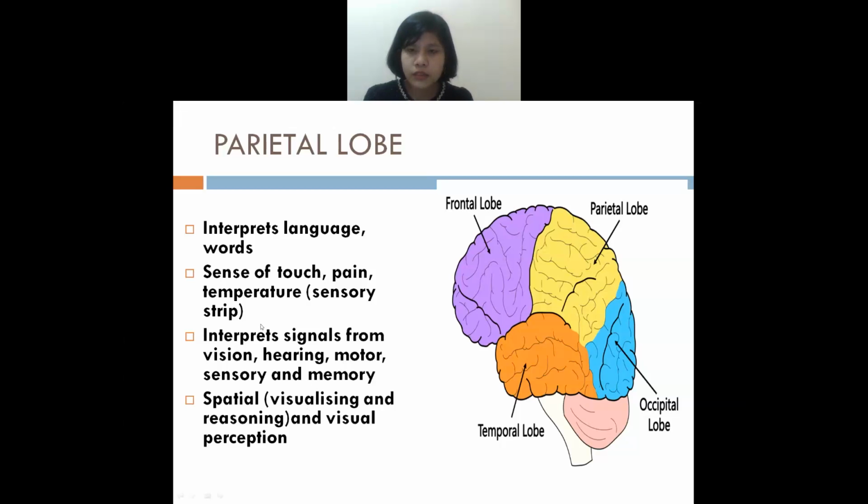Next is spatial visualizing and reasoning. It means the same thing, I mean, this one and this one are the same thing. That is interpret signals from vision. What does this mean? It means that if you see something from far or if you just see the scenario, what is occurring, you'll be able to know why the thing is occurring. So it means that. Understand?